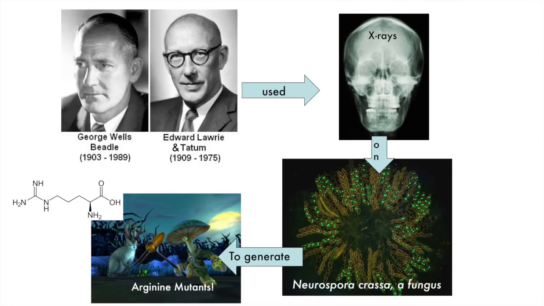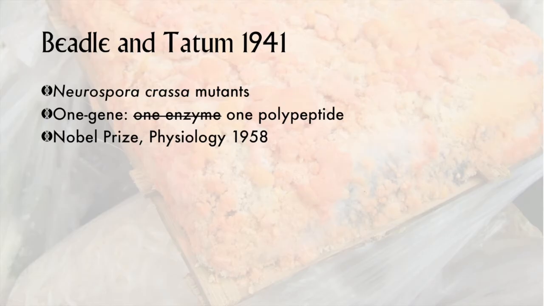One more time. Beadle and Tatum used X-rays on the fungus Neurospora crassa to generate 3 classes of arginine mutants. Their experiment, published in 1941, proposed the one gene, one enzyme hypothesis, though now we realize that proteins do a lot more than just function as enzymes, so that hypothesis has been expanded to the one gene, one polypeptide hypothesis to reflect this fact. For their discovery, they were awarded the Nobel Prize in Physiology in 1958.